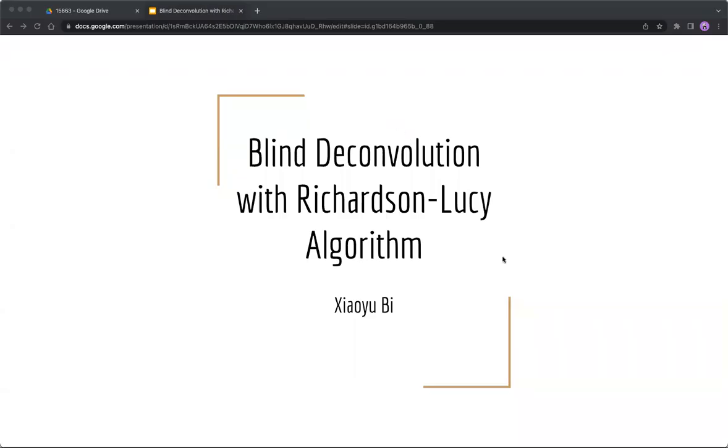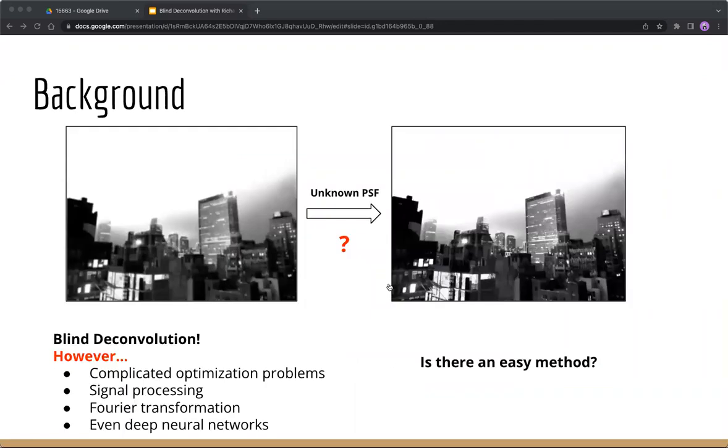Hi everyone, my name is Xiaoyu, and my topic today is blind deconvolution with Richardson Lucy algorithm. The background of this project is to recover from a blurred image without knowing the point spread function, PSF.